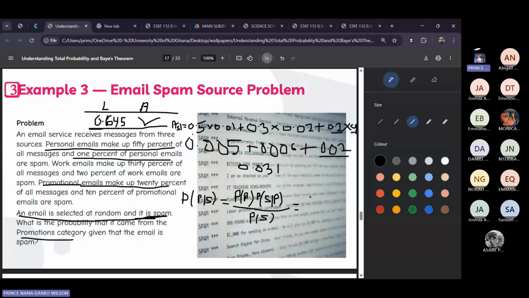And then we divide all that by the probability of picking a spam at all, which we have calculated to be 0.031. So if we divide these two values, 0.02 divided by 0.031, then our answer is going to be 0.6451612 and so on. So then we can say with confidence that the girls have won this quiz.